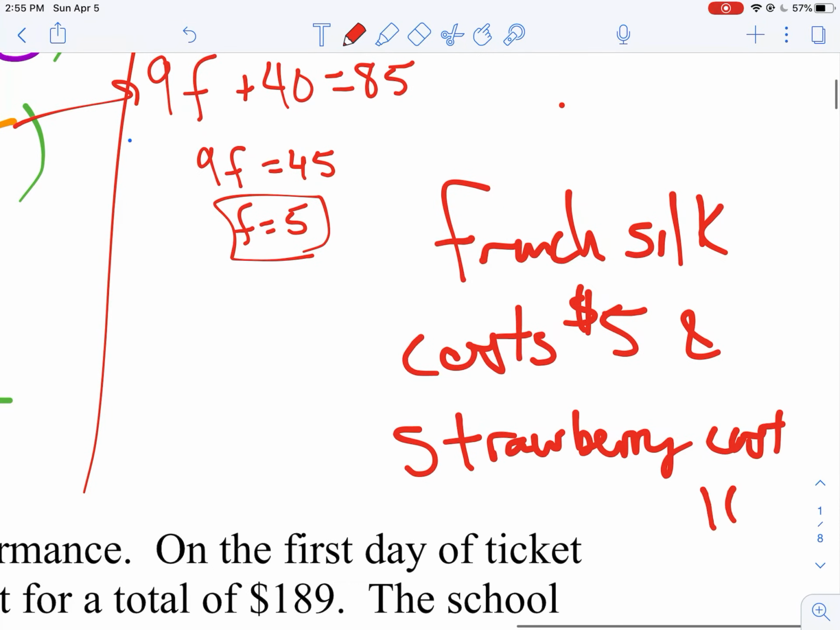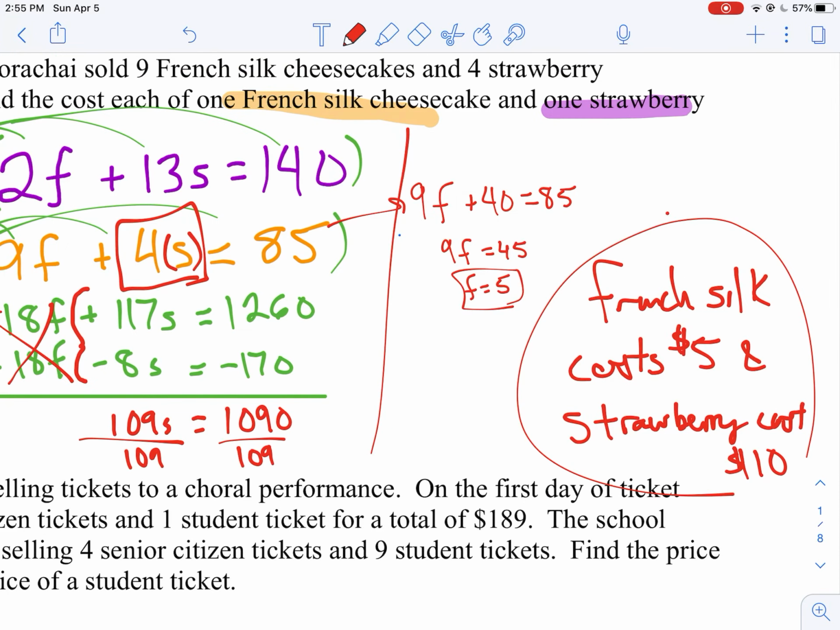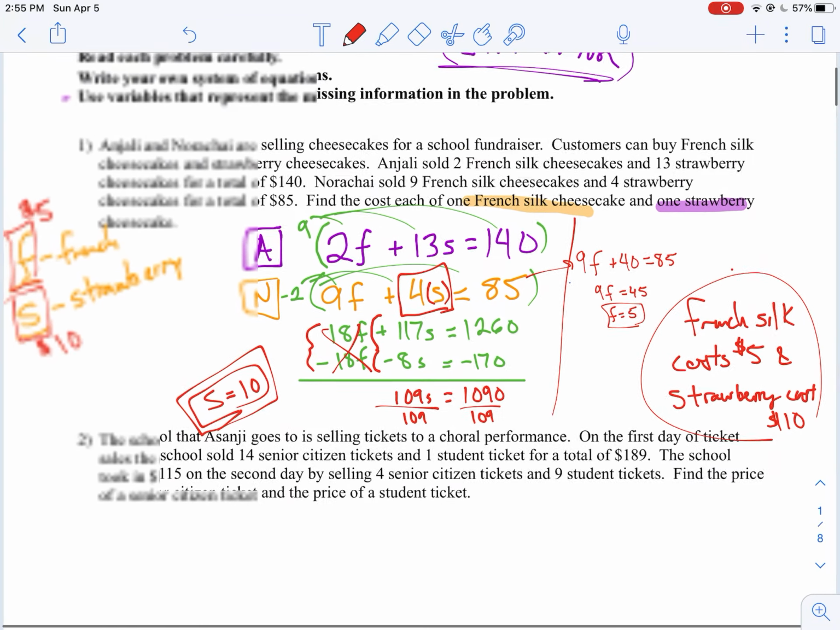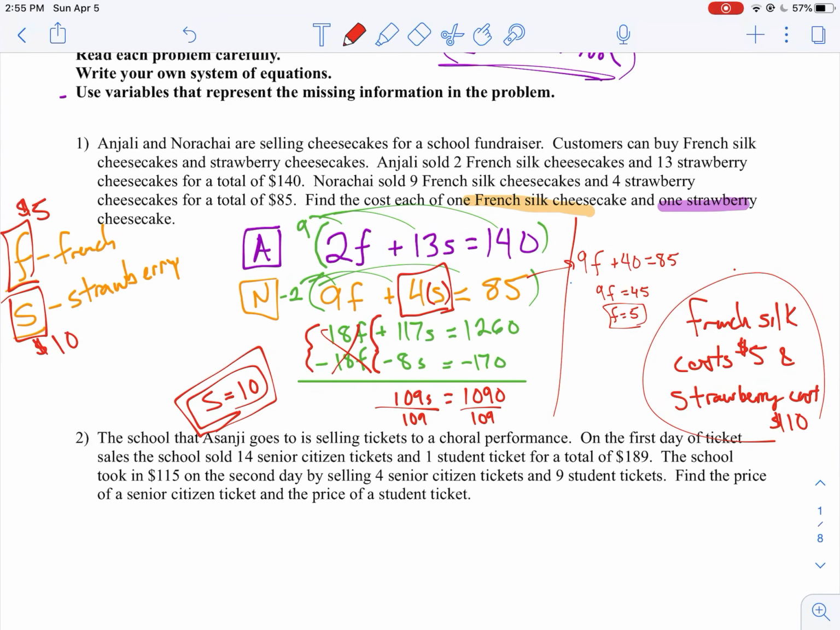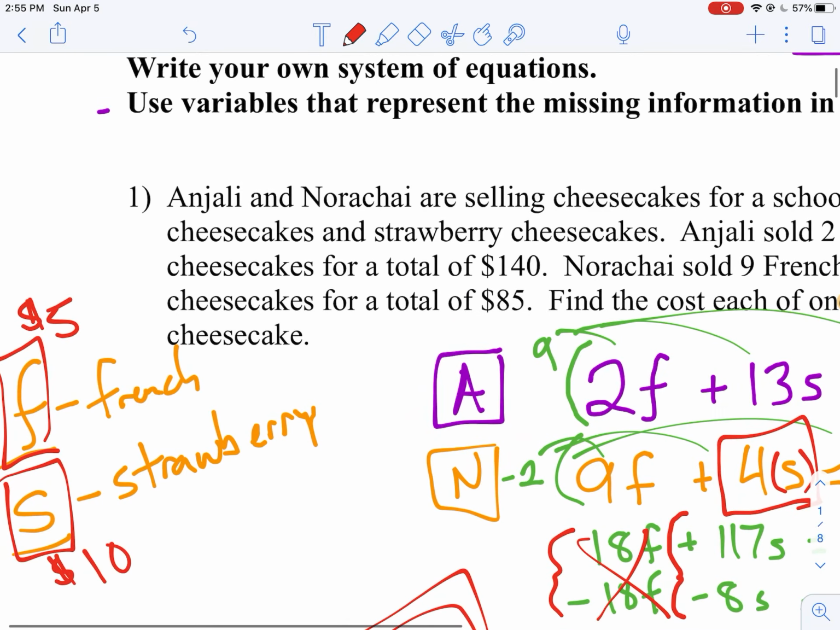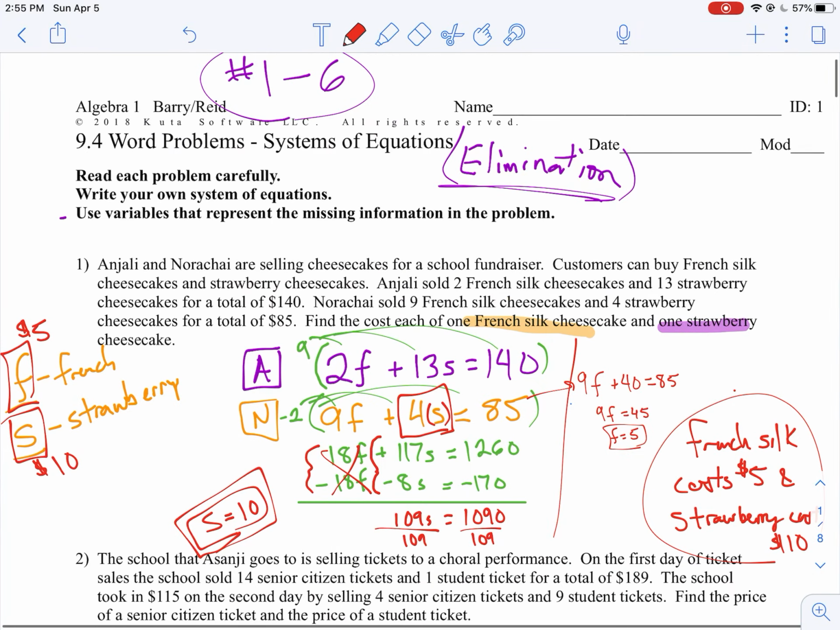Strawberry costs 10. There you go. Word problem, word answer. You don't have to be super specific. I know what you mean if you say French silk. There's only one kind of French silk in this problem. French silk costs 5, strawberry costs 10. We're talking about cheesecakes. Let's not waste our time spelling the word cheesecake like this problem clearly did, writing cheesecake every sentence probably. And there you go. There's our first problem all the way through.